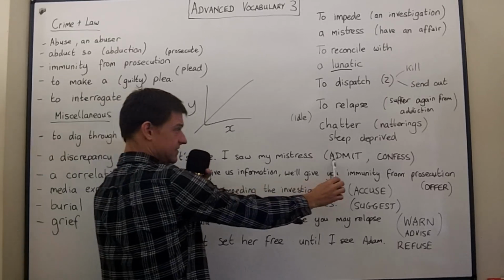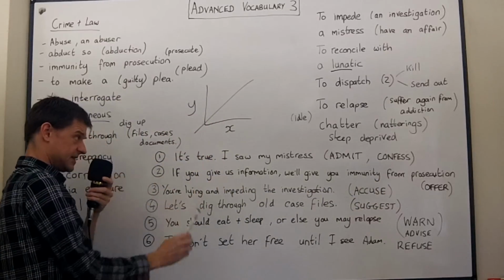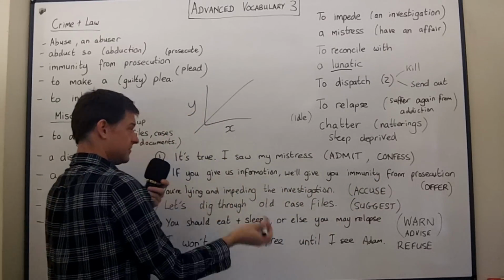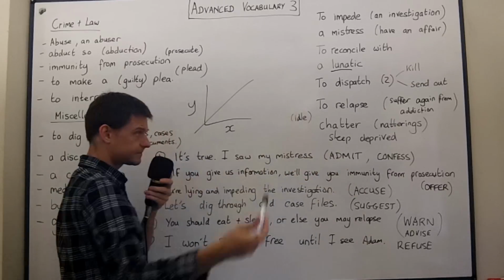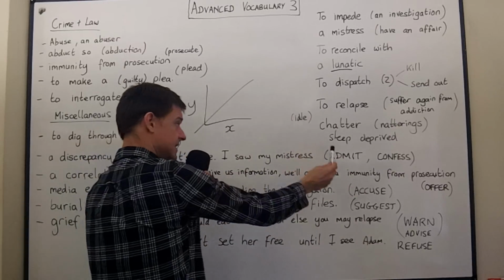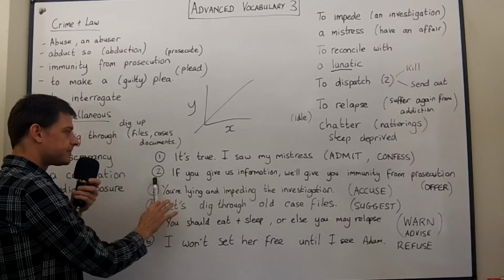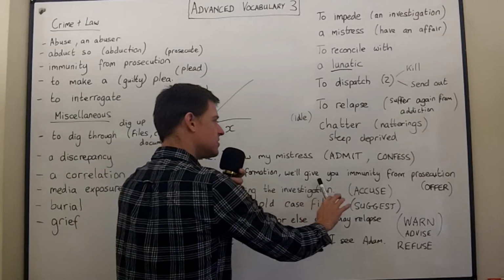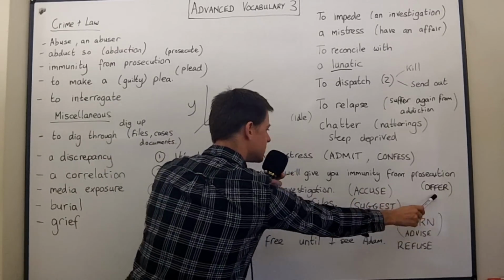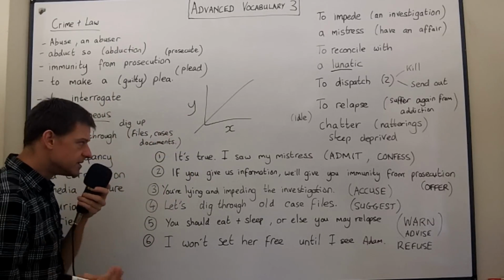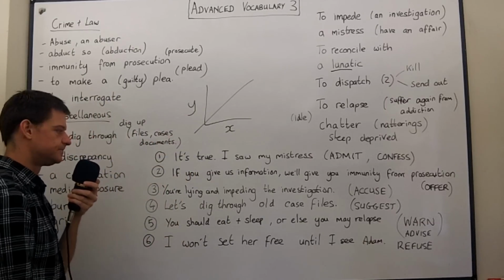Now, here are some reporting verbs that I'd like you to put into these sentences. It's true, I saw my mistress. So, he admitted. Yeah, the father of the first girl admitted or confessed. I'll give you the answers in a second. Number 2, if you give us information, we'll give you immunity from prosecution. So, I think this was Captain Gregson. Offered. What did he offer?